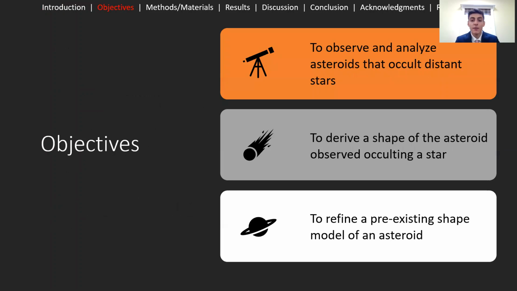For my project, I set off with three main objectives, the first being to observe and analyze asteroids occulting distant stars, the second being to derive a shape model of an asteroid observed occulting a star, and the last being to refine a pre-existing shape model of an asteroid.